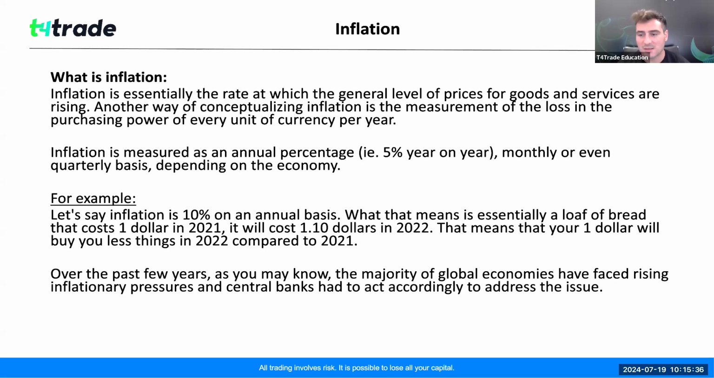When you hear someone say, what is the inflation rate currently? Most probably they're talking about the rolling 12-month period, so an average of the past 12 months. This is what we get, the yearly average. However, some people like to also look at the monthly or even the quarterly basis, depending on the economy. For example, for the Australian economy or the New Zealand economy, we tend to look at the quarter-on-quarter basis. That is how economists are actually looking at it, and that became a tradition.